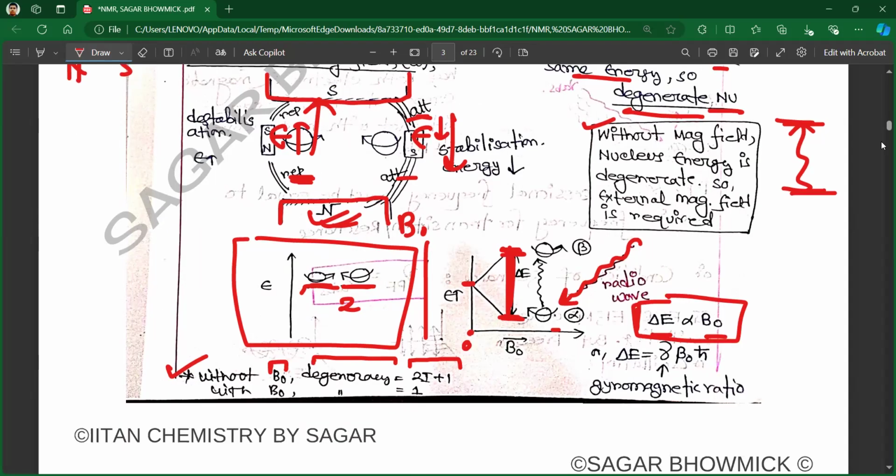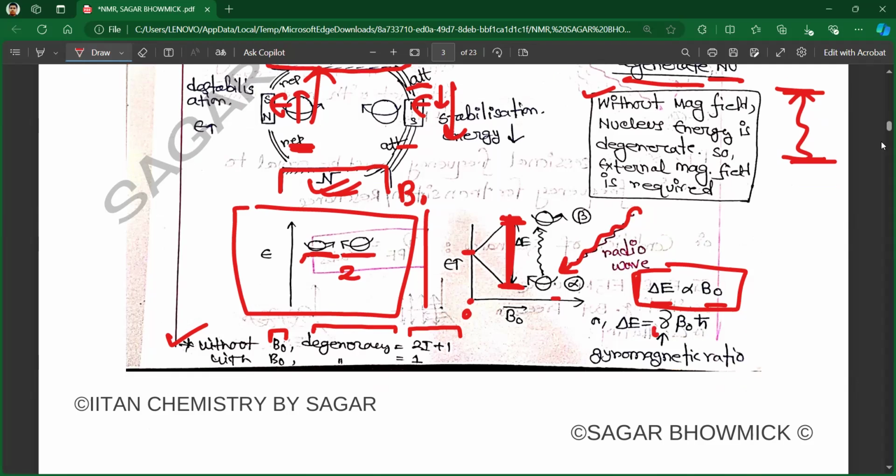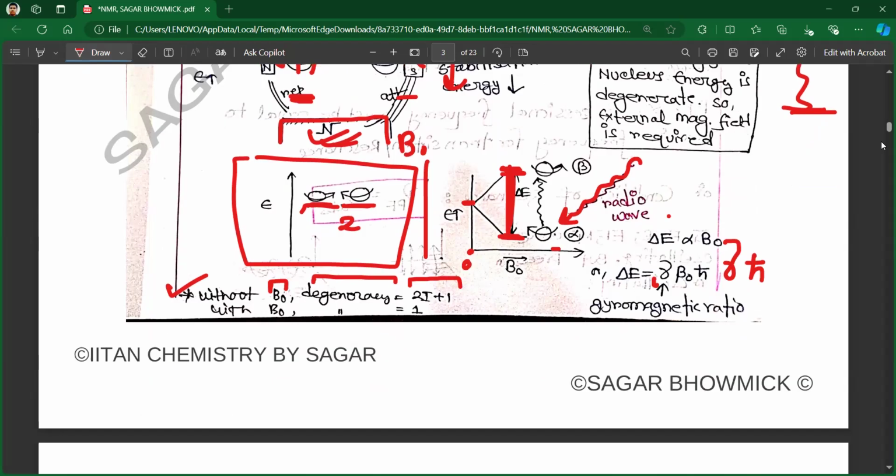If we replace this proportionality with equal to, it becomes gamma B naught. One constant we introduce, the constant is gamma. Gamma B naught is now our constant. Delta E equal to gamma B naught H cross. Now what is gamma? Gamma is called the gyromagnetic ratio. So here we have introduced a constant, that is gamma H cross. H cross means H by 2 pi. In quantum, we use H cross pretty much. Okay, so this is clear.